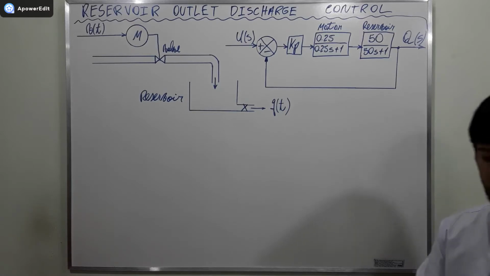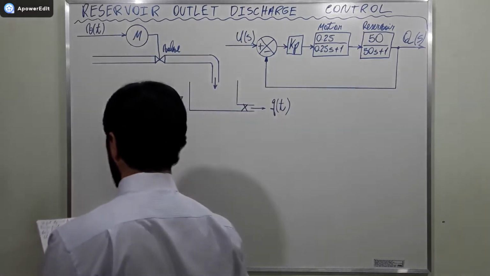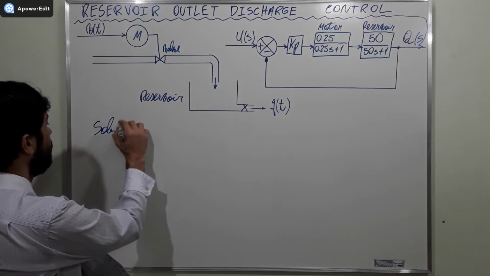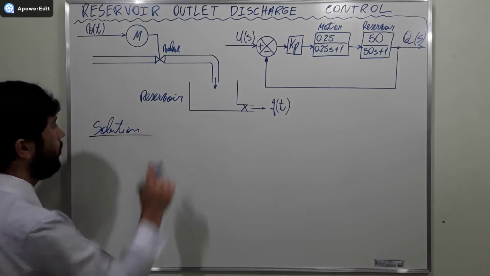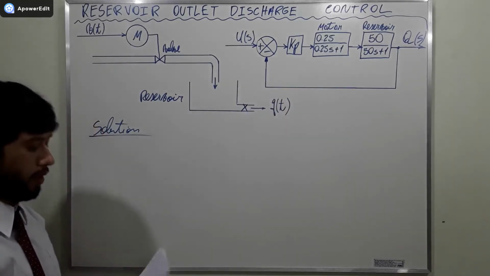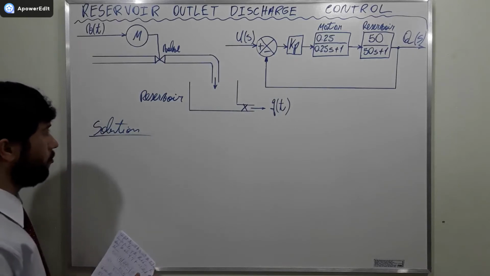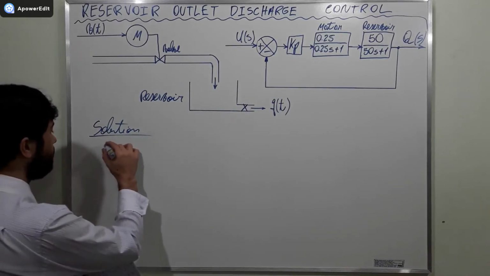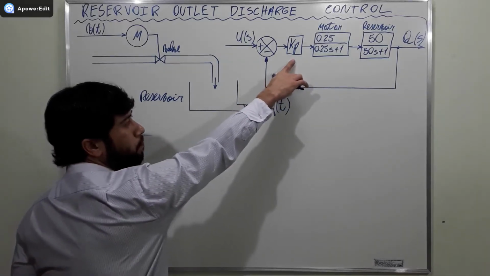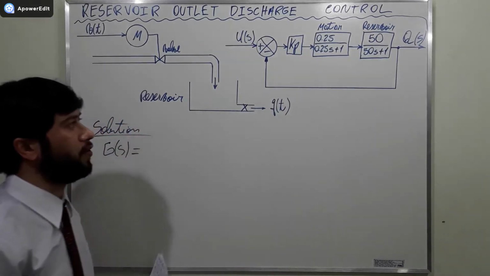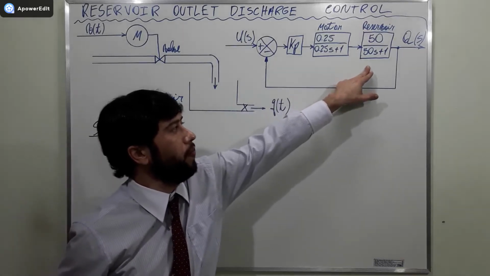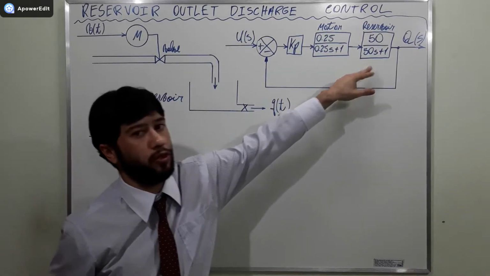Let's solve the problem. The first step will be to write down the closed loop transfer function, okay? So, the solution will be to write the closed loop transfer function of this model here, this block diagram. Alright, so firstly we're going to call G of S the multiplication between Kp, 0.25 divided by 0.25 times S plus 1, 50 divided by 50 times S plus 1.